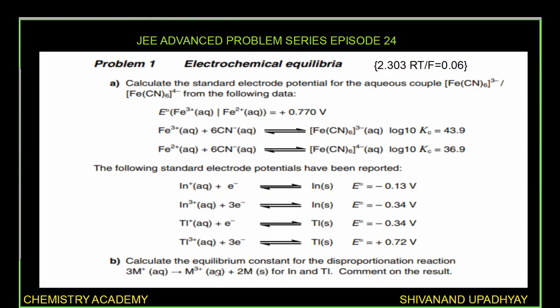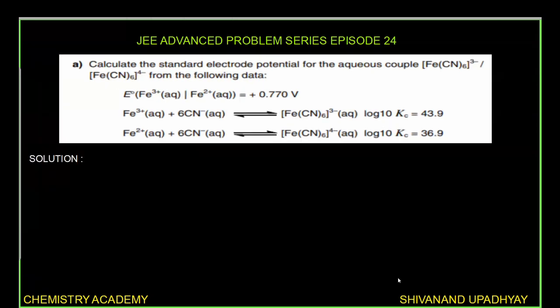The second part is: calculate the equilibrium constant for the disproportionation reaction for indium and thallium and comment on the result. So let us solve the problem one by one. This is the first part of the problem, calculate the standard electrode potential. So we should write the reaction for which we have to calculate the standard reduction potential or standard electrode potential.